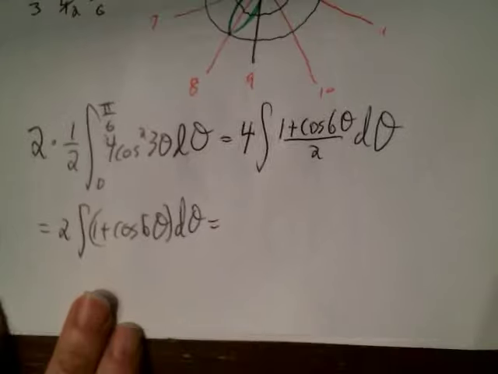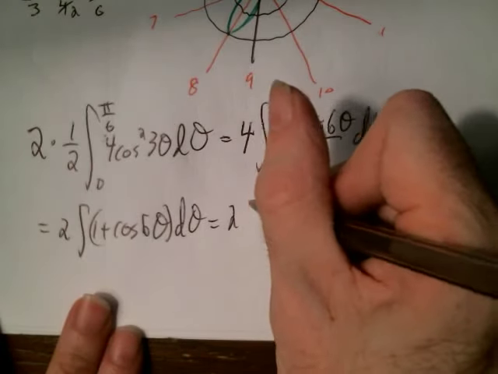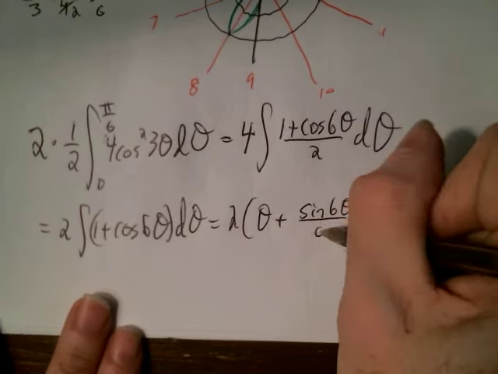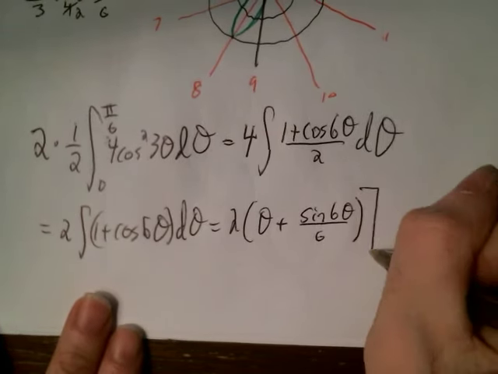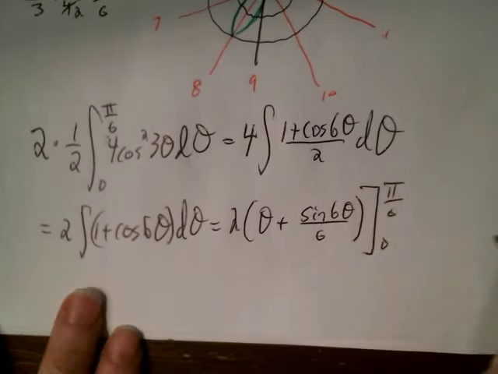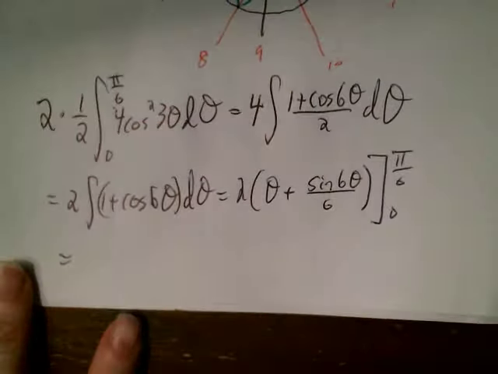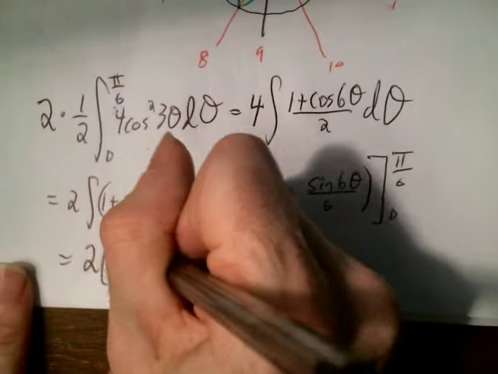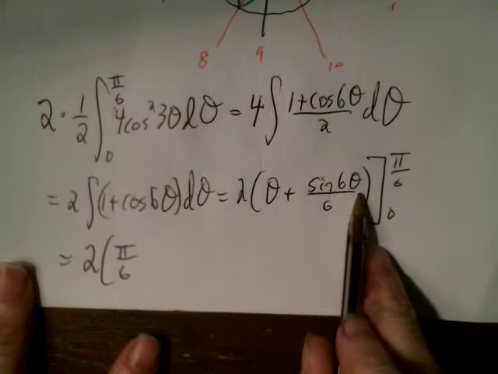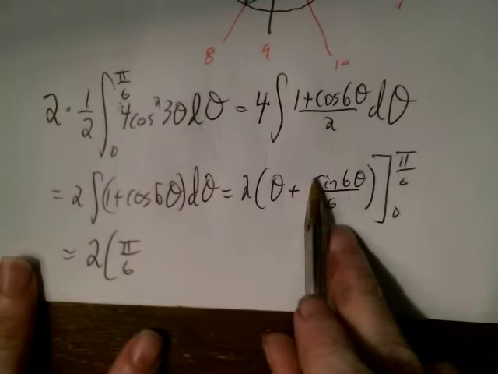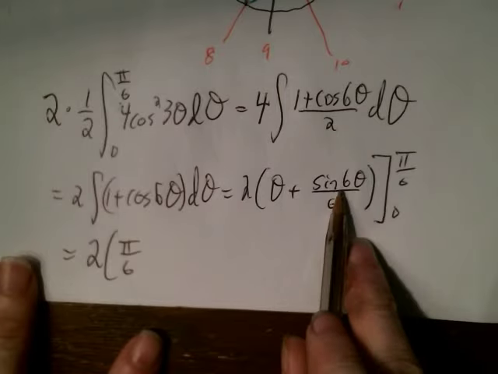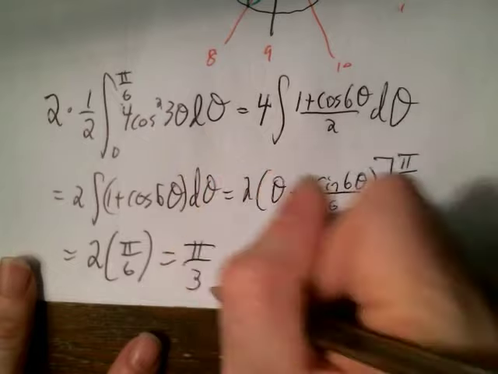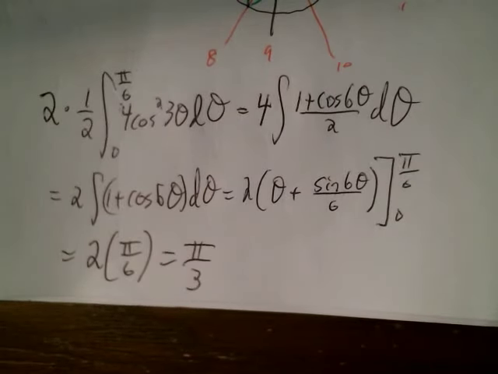And then, of course, that will be 2 times theta plus sine of 6 theta all over 6, evaluated from 0 to pi over 6. So that'll equal 2 times, putting in pi over 6, sine of 6 times pi over 6 is a sine of pi. Sine of pi is 0, so that will be 0. And then you plug in 0 into these, you get 0 again. So it's just 2 times pi over 6. In other words, it's pi over 3 for your final answer.